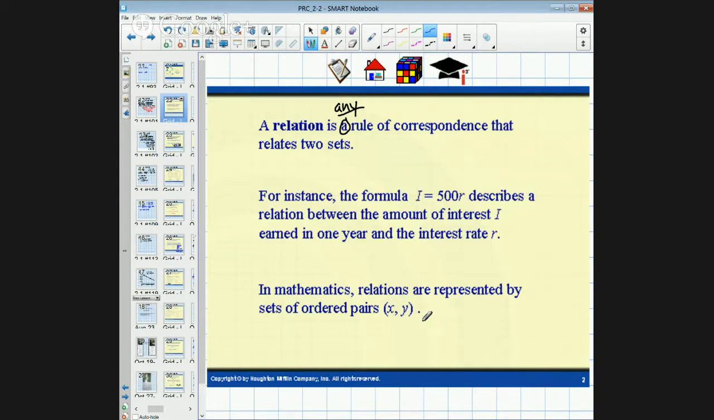Yeah, and the relationship comes out in ordered pairs. So the relationship between R and I in this formula right here: I equals 500R, interest formula. More typically we will refer to the relationship of x to y, good old ordered pairs. So ordered pairs without any pattern at all is a relation.